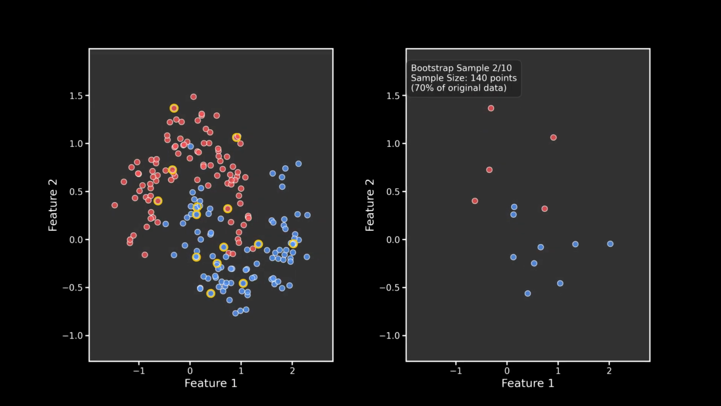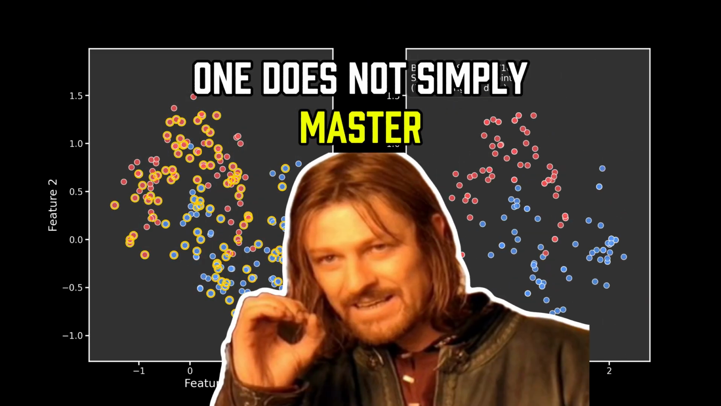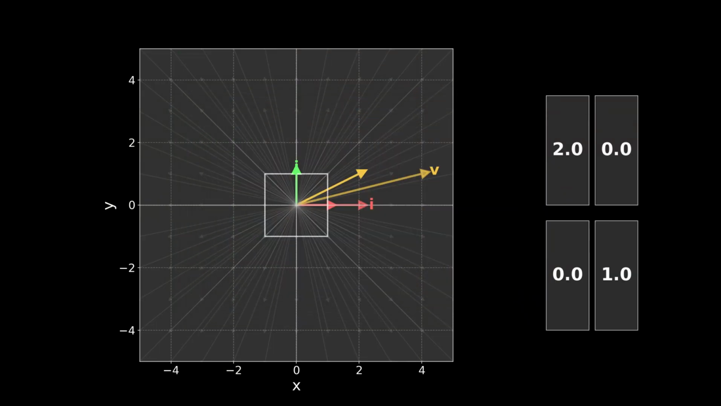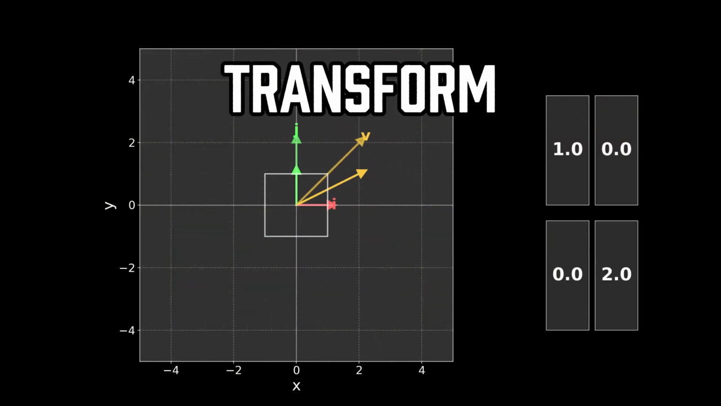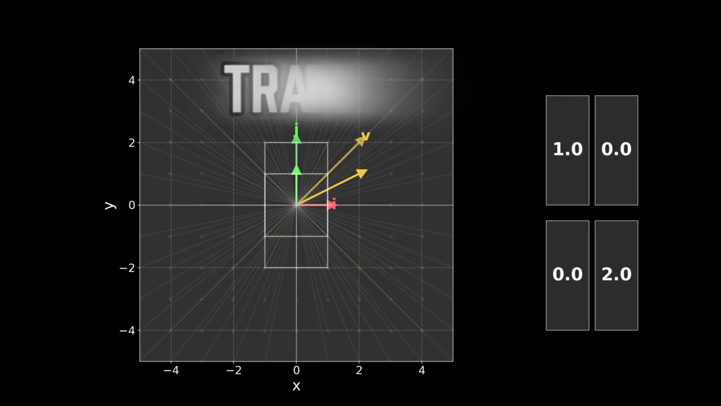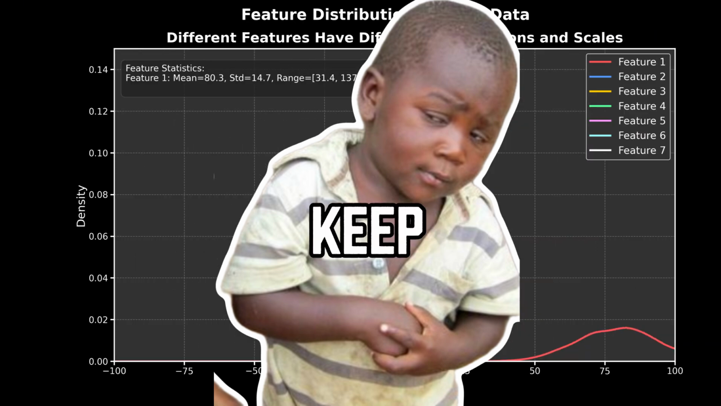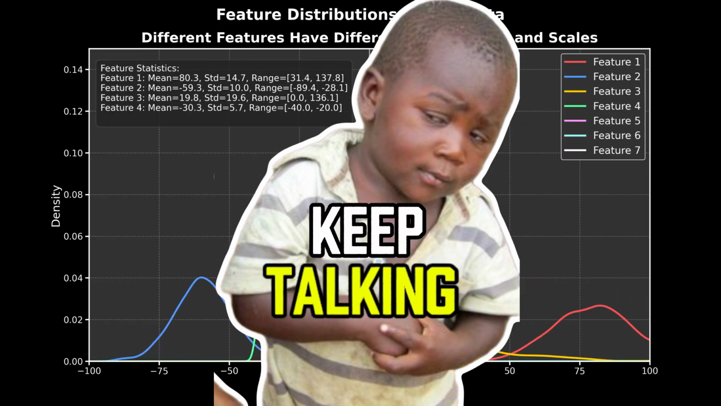You can't master machine learning if you don't first master matrix operations, since as a data scientist, you'll use them all the time to transform your data. But did you know you can actually transform a matrix before it transforms your data? This is actually more common than you might think.